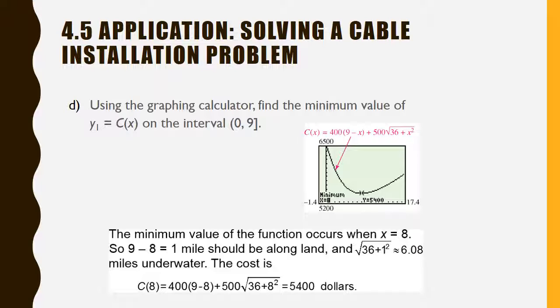But we're really interested in finding the minimum value, so I guess you don't need to get too high with the y value. So you're going to find the minimum, and that occurs when x is 8. So 9 minus x, 1 mile should be along land, and 6.08 miles underwater, and that cost is going to be $5,400.